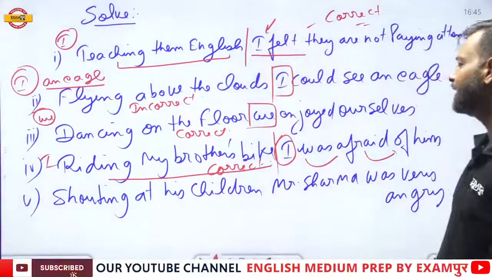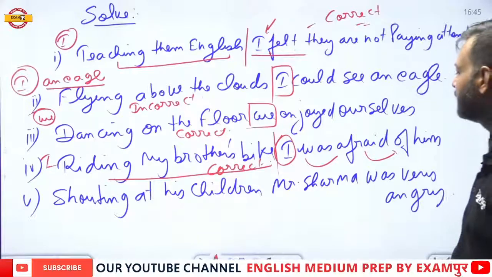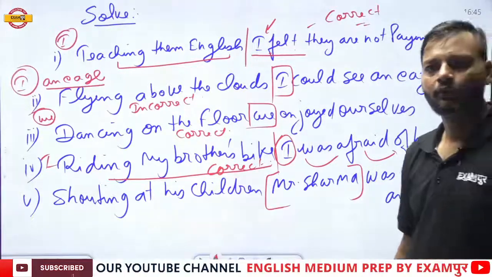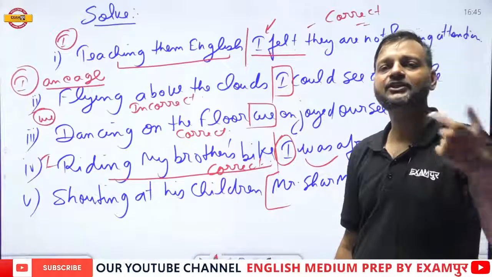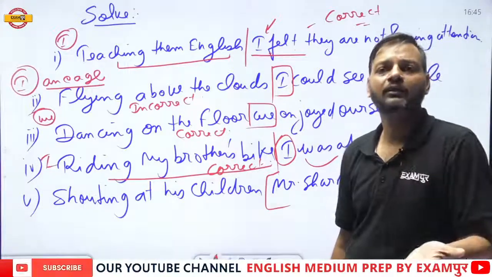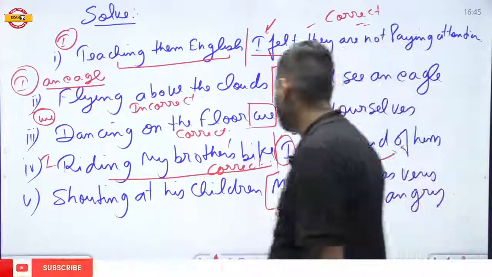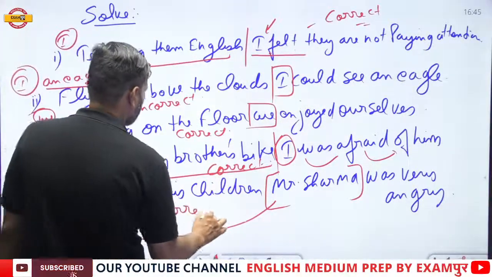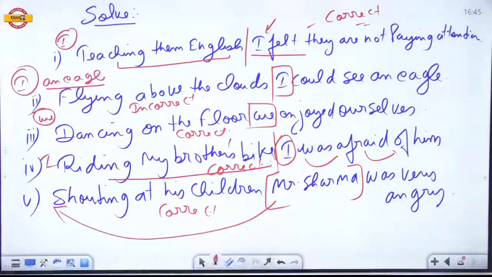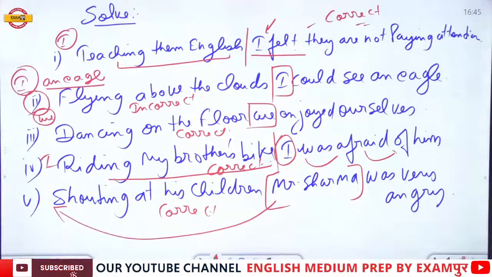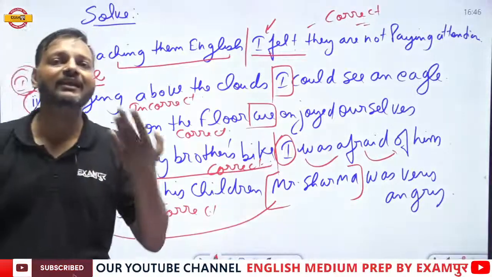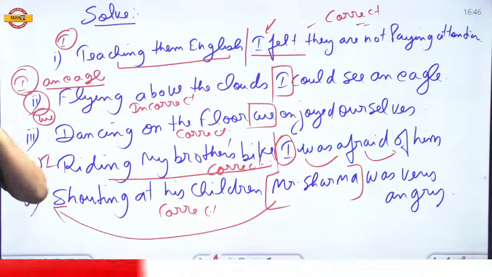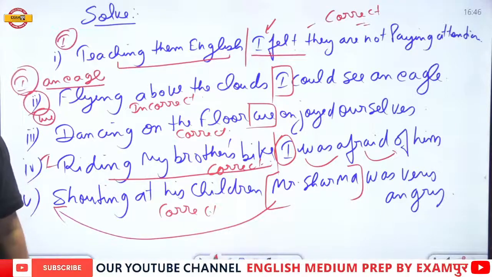Now fifth sentence, shouting at his children, Mr. Sharma was very angry. So who is very angry? Mr. Sharma is angry. If Mr. Sharma is angry, then who is shouting? Definitely Mr. Sharma. So here also the subjects are the same, this sentence is also correct. So out of these 5 sentences, only one sentence was incorrect, where the subjects were misrelated. Okay? Clear?